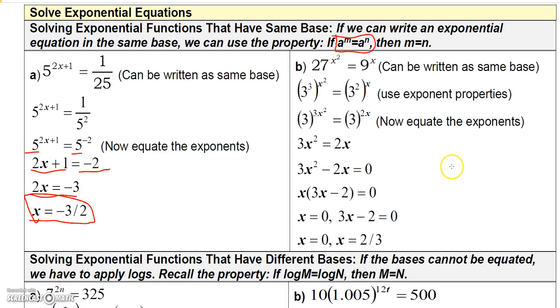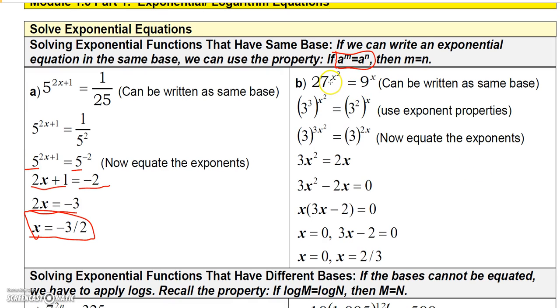I'm going to give you one more that's a little more complicated. Here you have 27 to the x squared power equals 9 to the x power. Even though you can't raise 9 to a nice power to get 27, you can convert these to the same base, because you can replace 27 with 3 cubed, and you can replace 9 with 3 squared. So instead of 27 to the x squared, I have 3 cubed to the x squared.